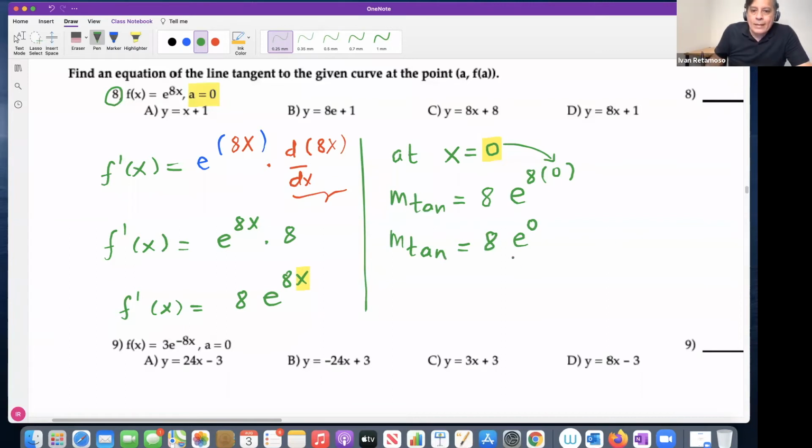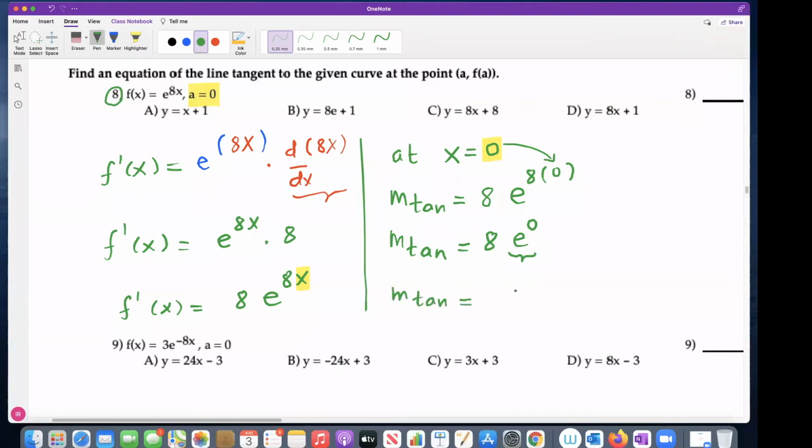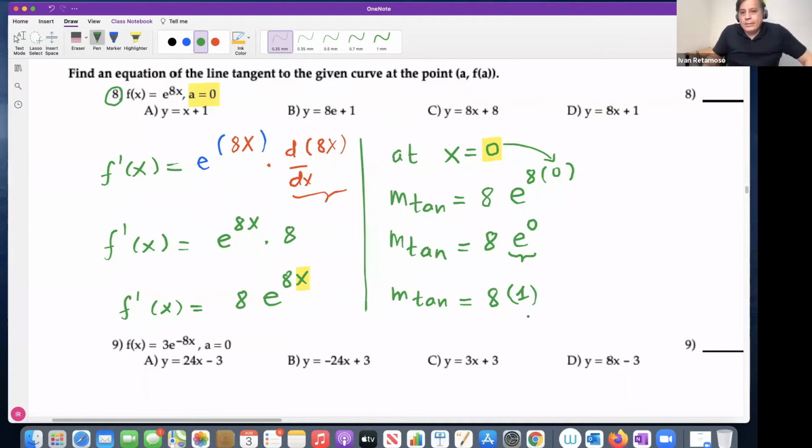And anyone could tell me what is e to the 0? E to the 0. Remember? 1. Excellent. 1, right? Very good. Any positive number raised to 0 is 1. In particular, e, Euler's number, which is 2.71, raised to 0 is 1. So bottom line, the slope of the tangent line will be 8 times 1, 8, right? 8 is the slope.